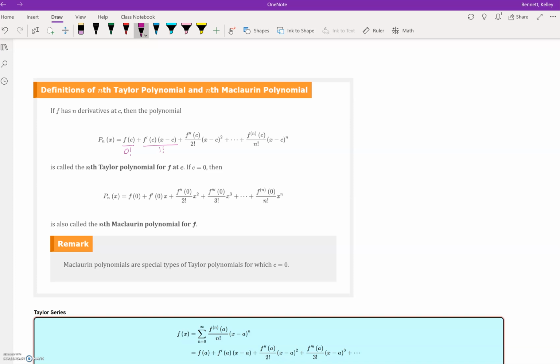So notice that the denominators are 0, 1, 2, all the way up to n, and they're all factorials. The derivatives are really the 0th derivative, which we don't write, then the first derivative, then the second derivative, and so on, all the way up to the nth derivative. And then, just like we did with the point slope form, you have to take x minus c, the x value that you were given. If you want to do an nth Taylor polynomial centered at 0, you just call it a Maclaurin polynomial. So Maclaurin polynomials are just Taylor polynomials for when you're centered at 0.